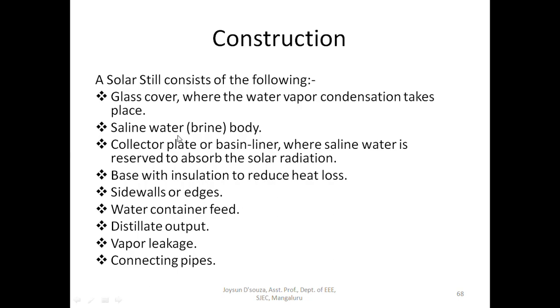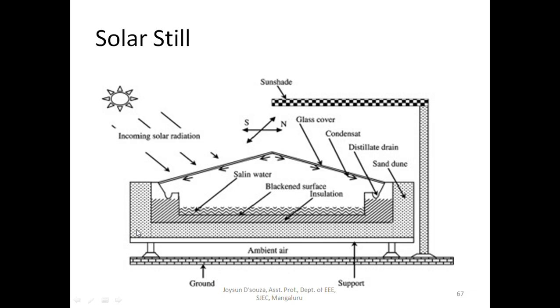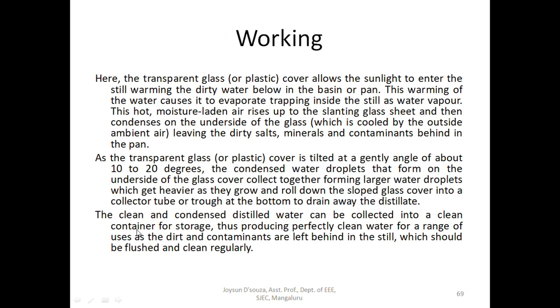You can see the solar still construction. The glass cover, as I told you, is where the water vapor condensation takes place. The saline water brine body is the water that has salt content. The collector plate or basin liner is where saline water absorbs the solar radiation. The base has insulation to reduce heat loss. Then there are side walls or edges, water container feed, distillate output, vapor leakage, and connecting pipes. All these things I have told earlier, and the same is told here.